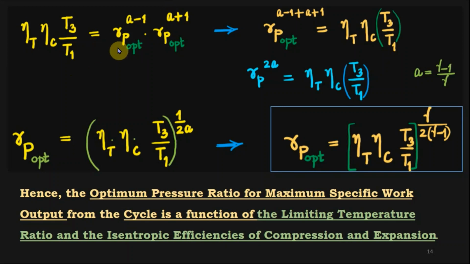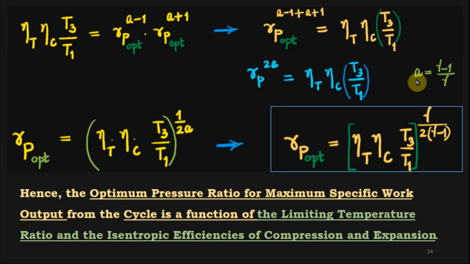Now what you can do is, this is just like a raised to m into a raised to n, indices can be added up. So Rp optimum raised to A minus 1 plus A plus 1, and what remains is A plus A. So Rp optimum raised to 2A. That is on one side, and on the other side we have the product eta t, eta c and T3 by T1. So Rp raised to 2A is equal to eta suffix t into eta suffix c into T3 by T1. And now we will try to restore the value of A.